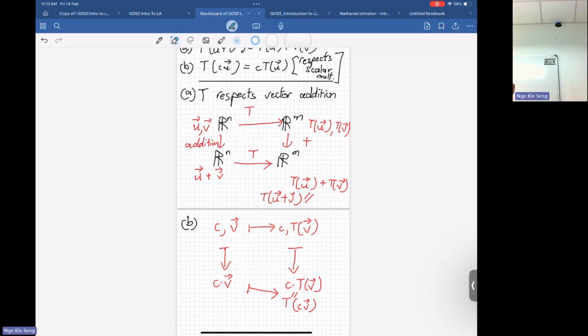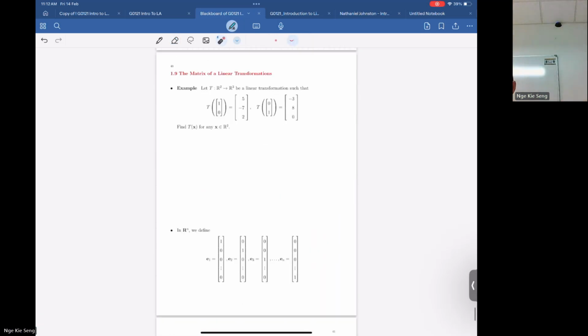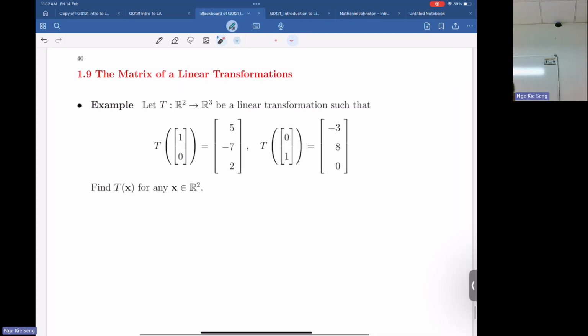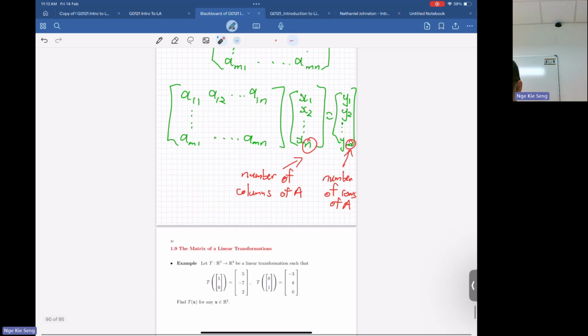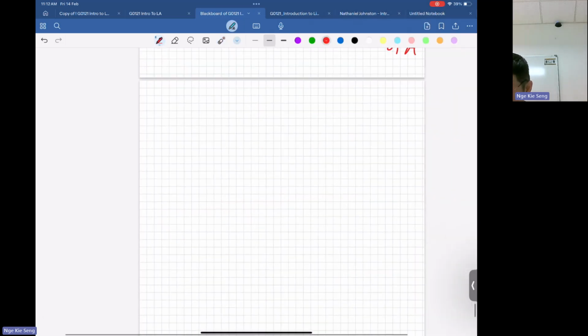Okay, let's continue. So now the topic is the matrix of a linear transformation. Just now I told you that... Should I do this first? Okay, back up a bit. I want to do some logic before we continue, because we're going to meet a lot of this kind of logic.